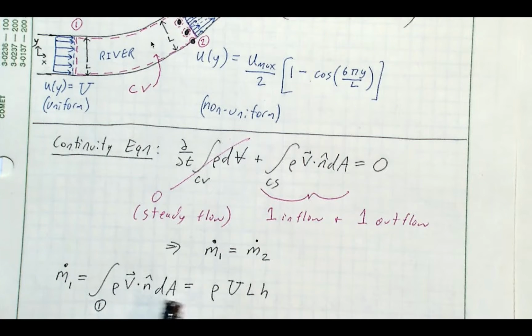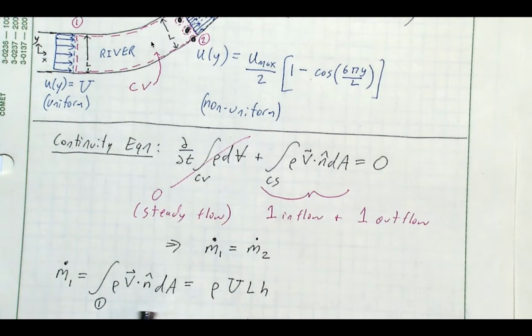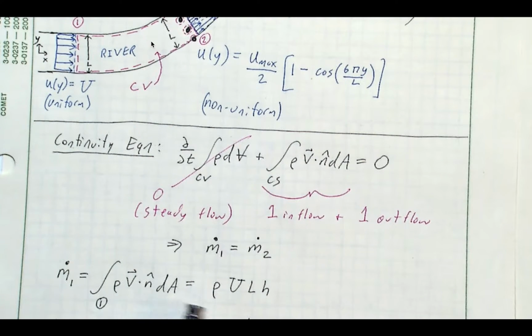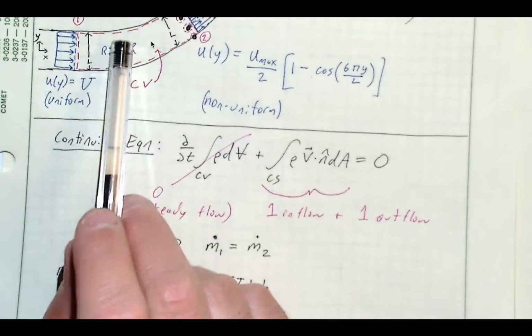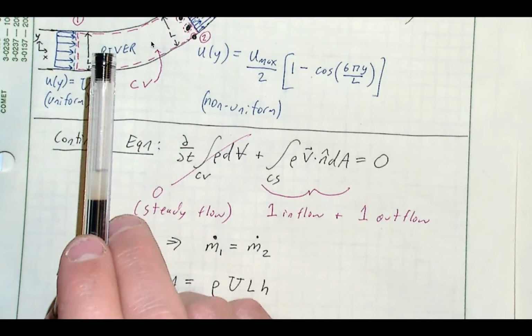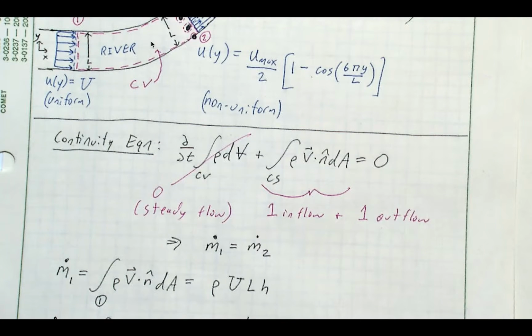Our v dot n now just reduces to big U, and that can be pulled out. And then we're just going to be integrating dA elements, right? Well, this is just going to be the total area. So this just becomes density times the big velocity times the total cross-sectional area. Well, that's just the width of the river times the height into the page, which we've said was just a constant h for our model river here.